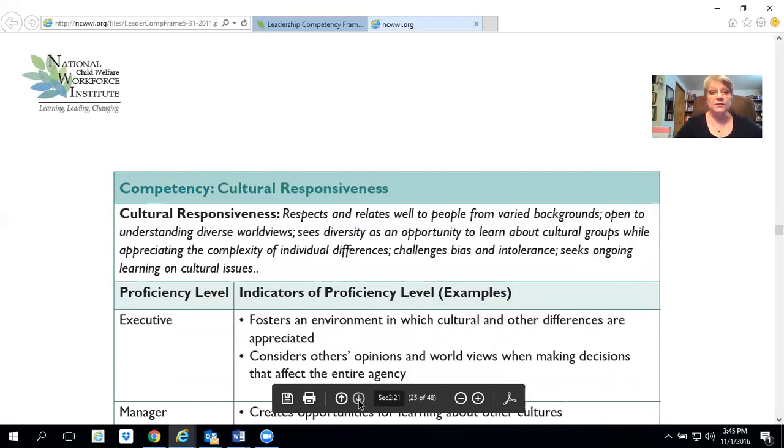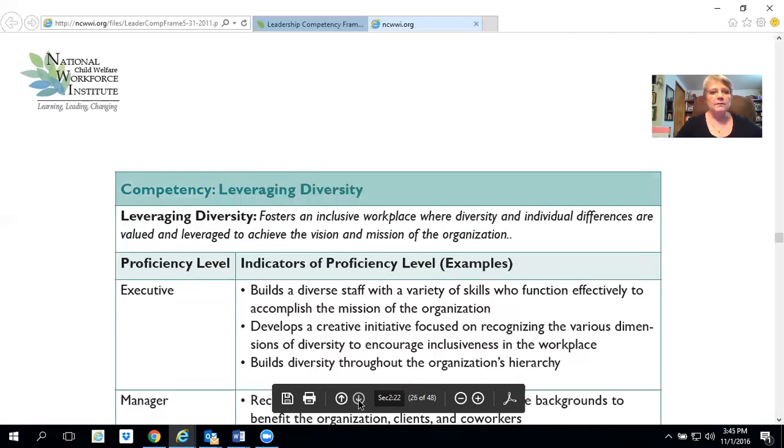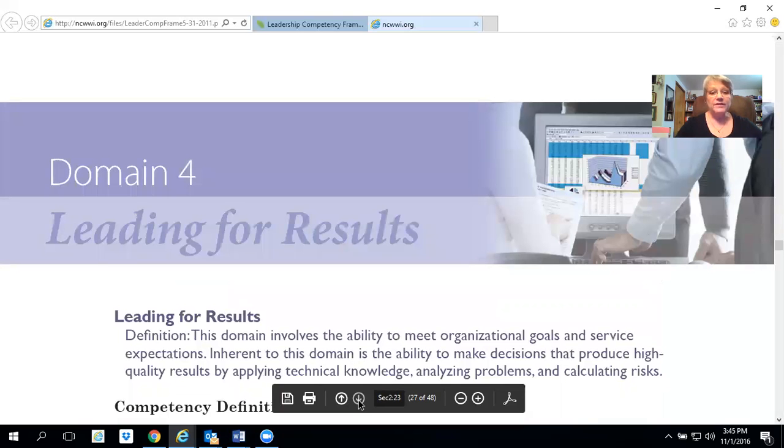Or cultural responsiveness. Maybe you got to work with someone who was especially skilled in respecting and relating well to people from varied backgrounds. Leveraging diversity so that you really use the diversity of your group or the organization to make a difference. Domain 4 is leading for results.